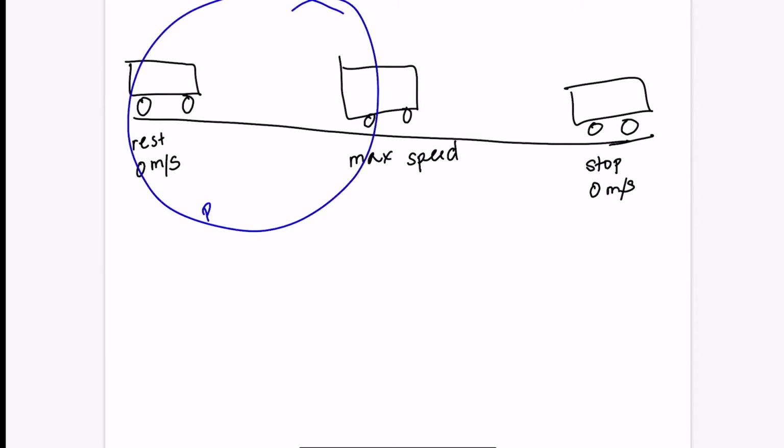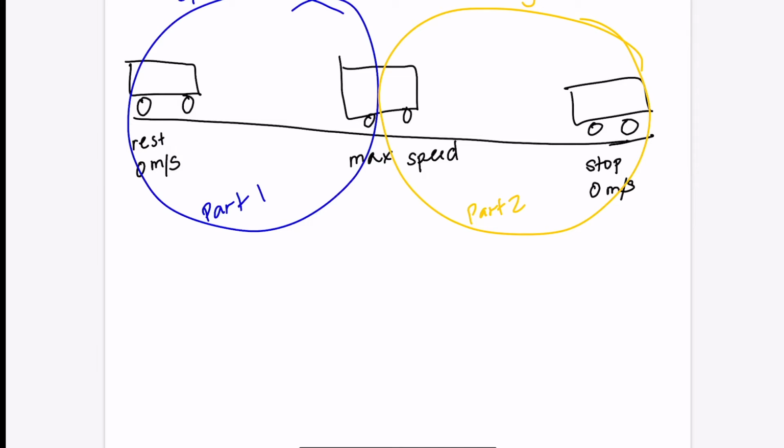So part 1 is this part, and part 2 is this part, and you're only going to choose one of them. Remember? Part 1 is when the car is speeding up, and part 2 is when the car is slowing down.